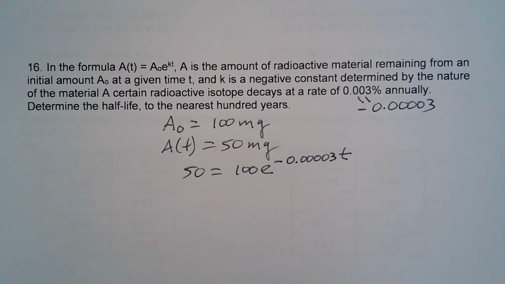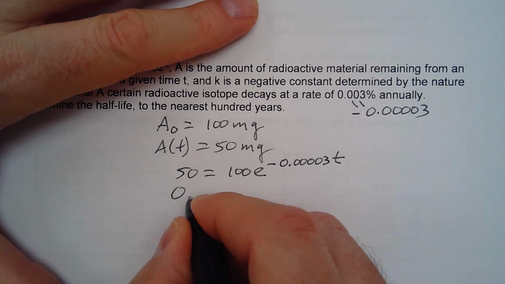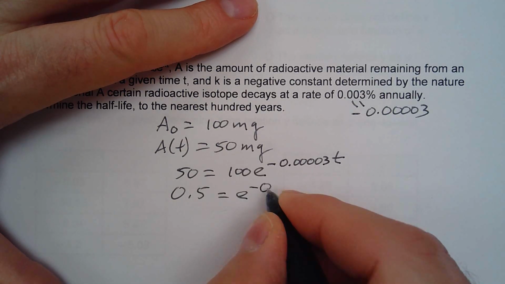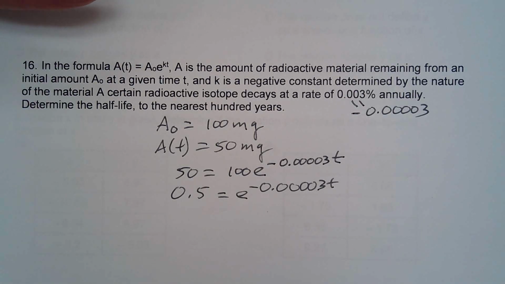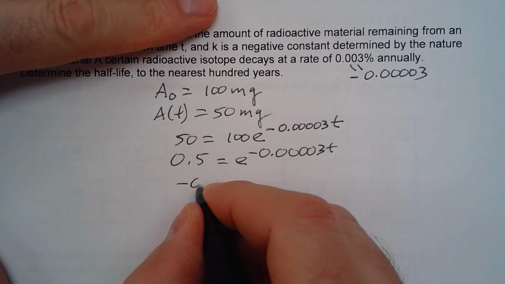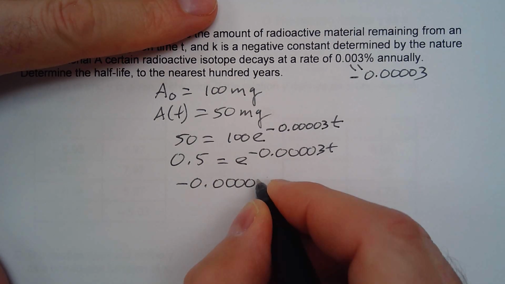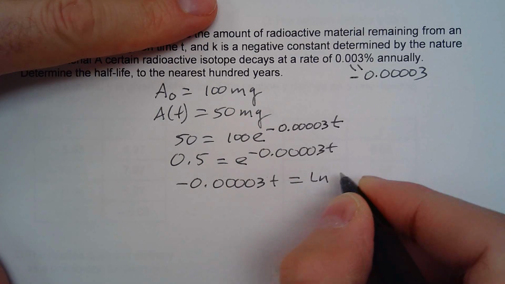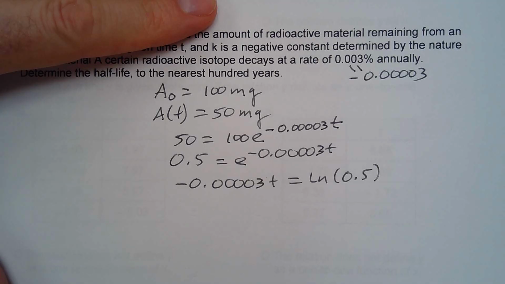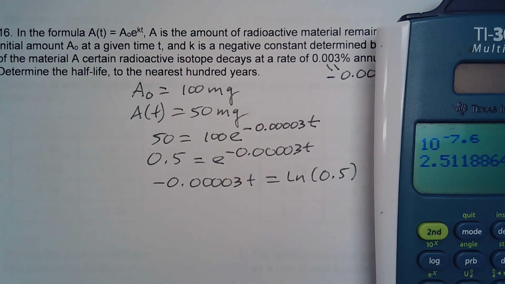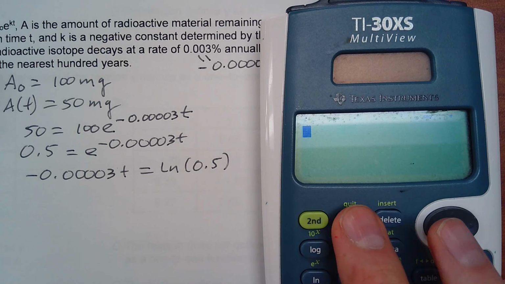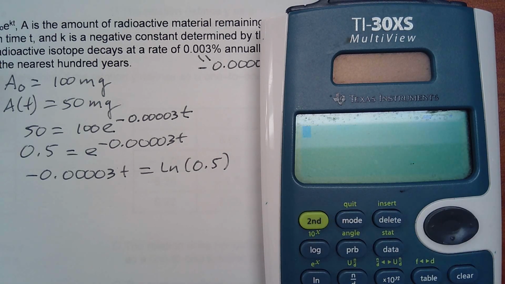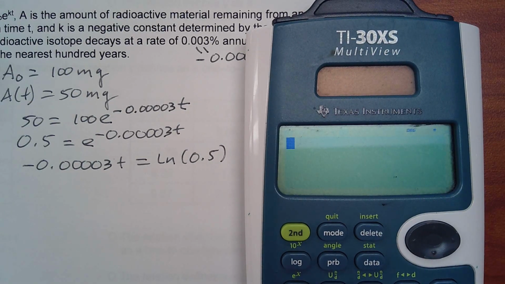So actually, we have enough information to solve this now. We divide both sides by 100. That gives us 0.5 equals e to the negative 0.00003t. We're going to rewrite that as a natural log equation. Okay, so let's go ahead and take the natural log. And let me make sure I'm back in the normal mode. Yeah, back in normal mode. So I'm going to take the natural log of 0.5.